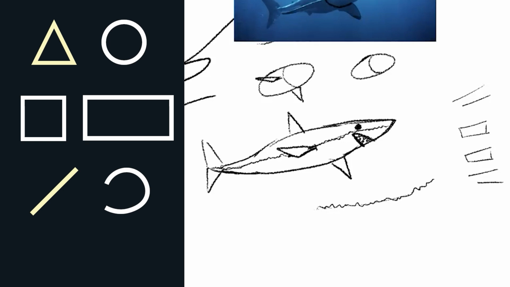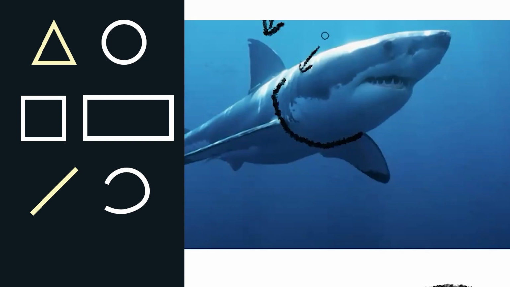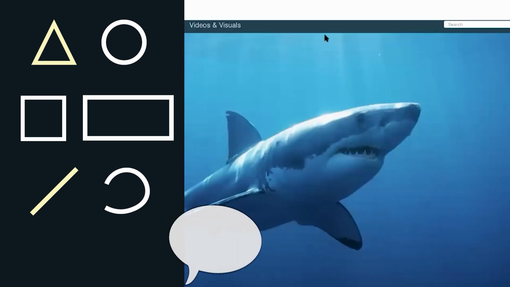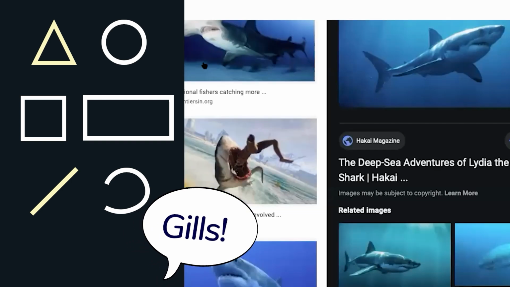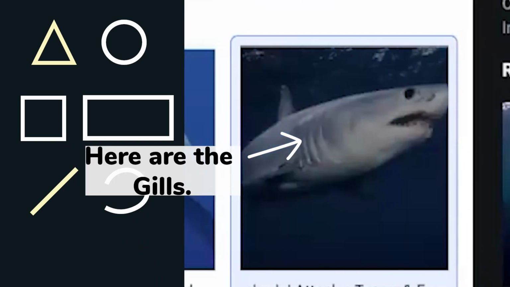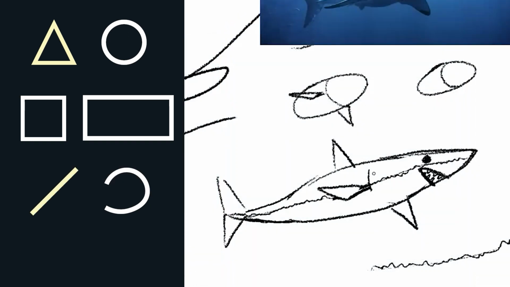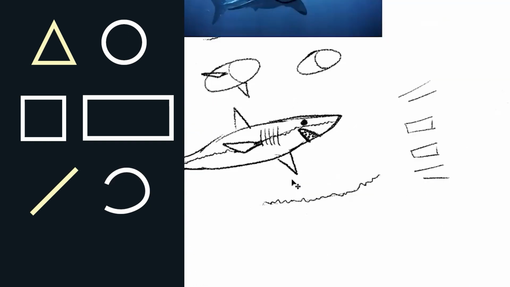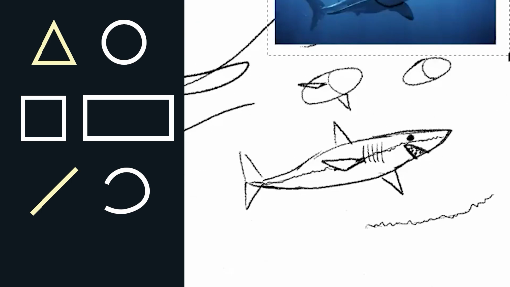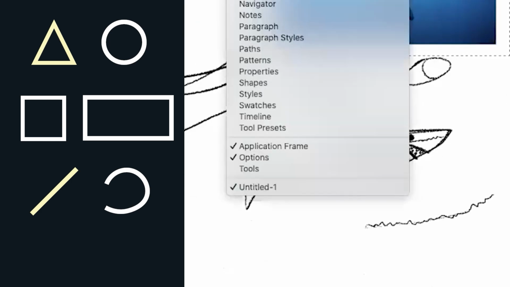Okay, any other details you want to add? Yeah, do you know what those are called? They're called gills. See, there's a gill right there. Okay, so now you know how to draw a shark, yeah? Cool, it's not too hard, huh? It's basically a circle and a triangle.